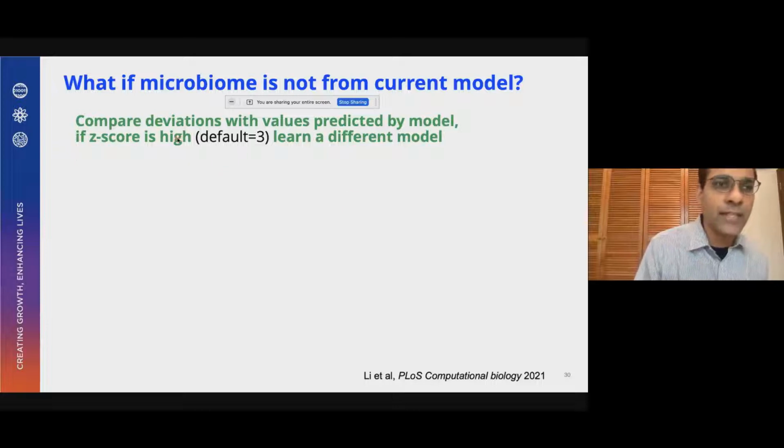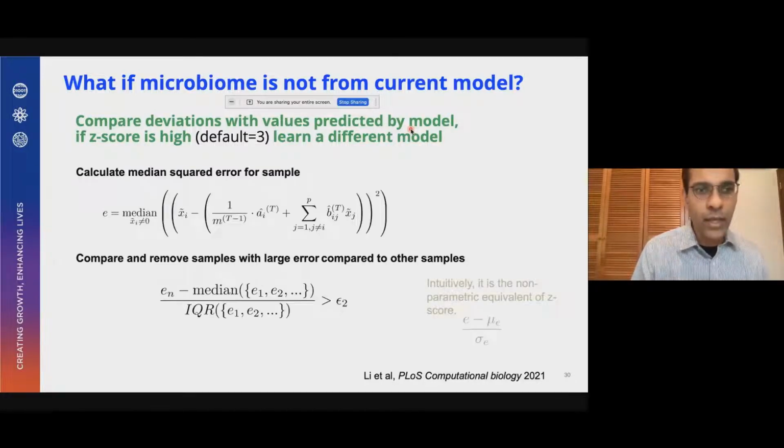So you compare deviations with values predicted by the model. Every data point has a deviation from the model. Some data points have small deviations. You think they're still coming from the model, but some have very large deviations. Their z-score of deviations is very high, greater than 3. This is a classical outlier detection problem. So we use that approach where we take the median of the deviations that we observe, subtract that, and divide by the interquartile range. And if that's greater than, let's say, 3, like the 3 sigma rule, then we say, well, this is an outlier. This is likely not from this model, and we remove it while learning the model.